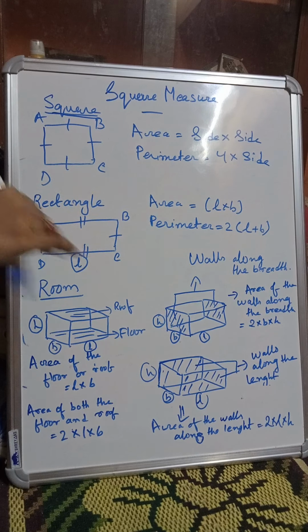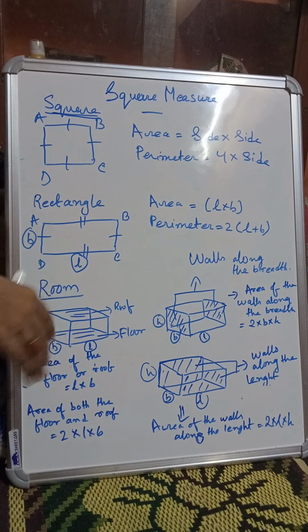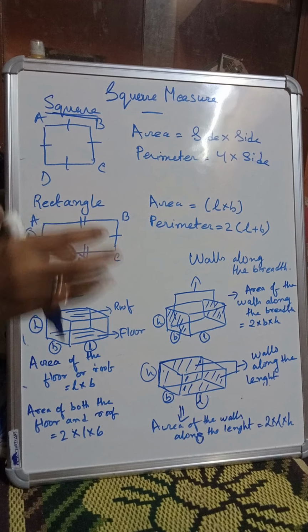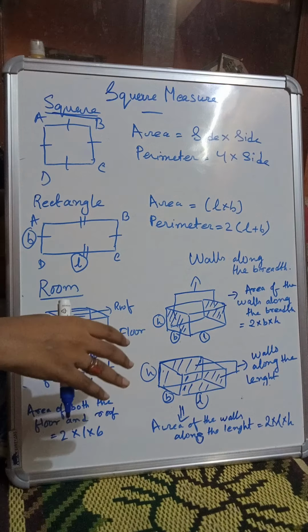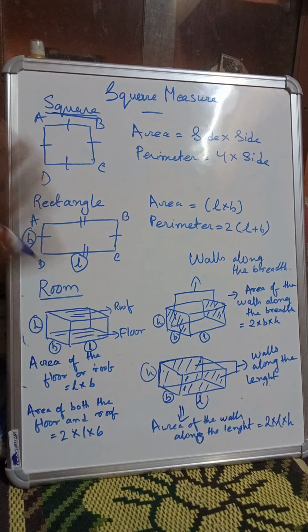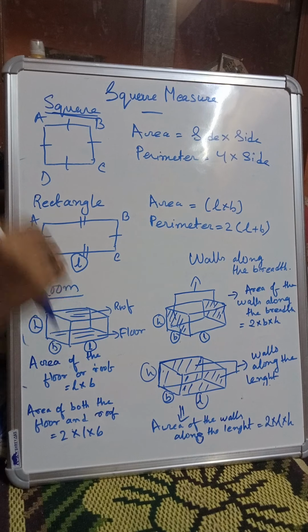Now note one thing: whenever you are asked to find out the area, then the unit will be in square unit, and in case of the perimeter, it is just the normal unit. Suppose the unit is in centimeter, then the area will be in centimeter square, and the perimeter will be in centimeter. Now if you are given the units in meter, then the area will be in meter square and the perimeter will be normal meter. So keep this in mind, because when you are doing the sums of area and perimeter, it is very important to give the unit. So don't forget to give the unit.